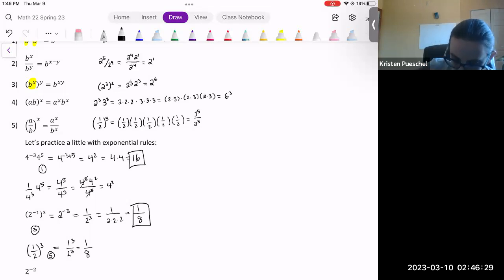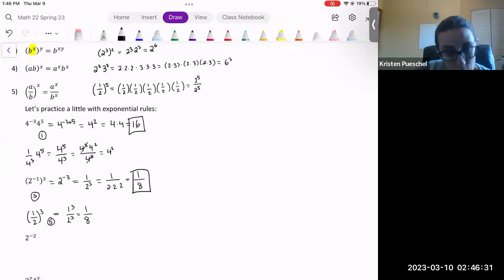Okay. All right. If we look at 2 to the negative 2, to simplify this, we can express it as 1 over 2 squared, or 1 over 2 times 2. So we have 2 copies of 2, so this is equal to 1/4.